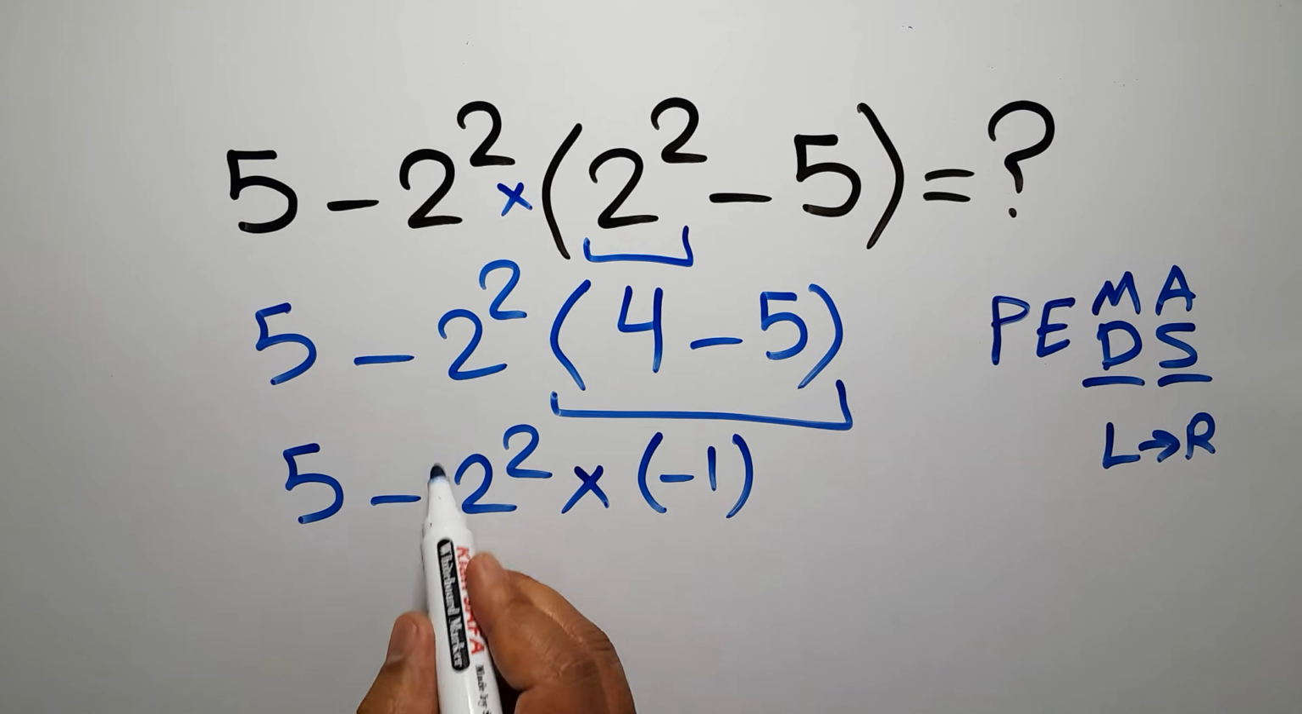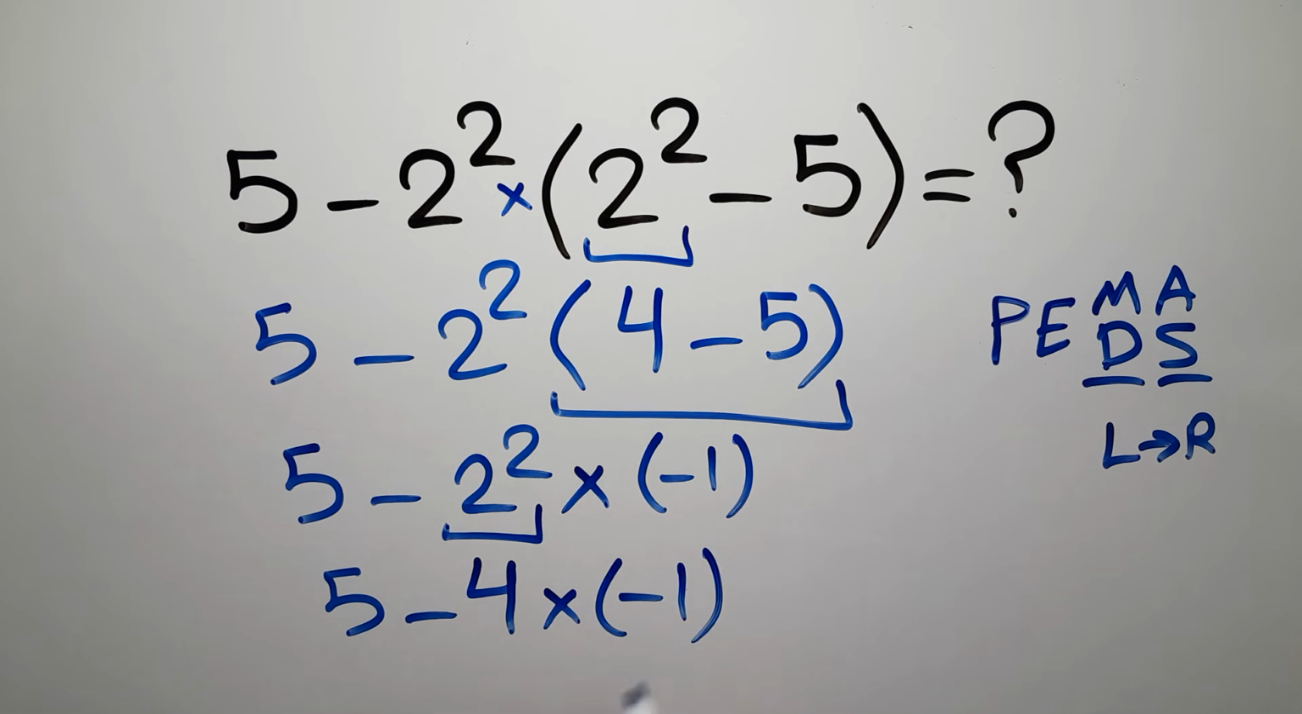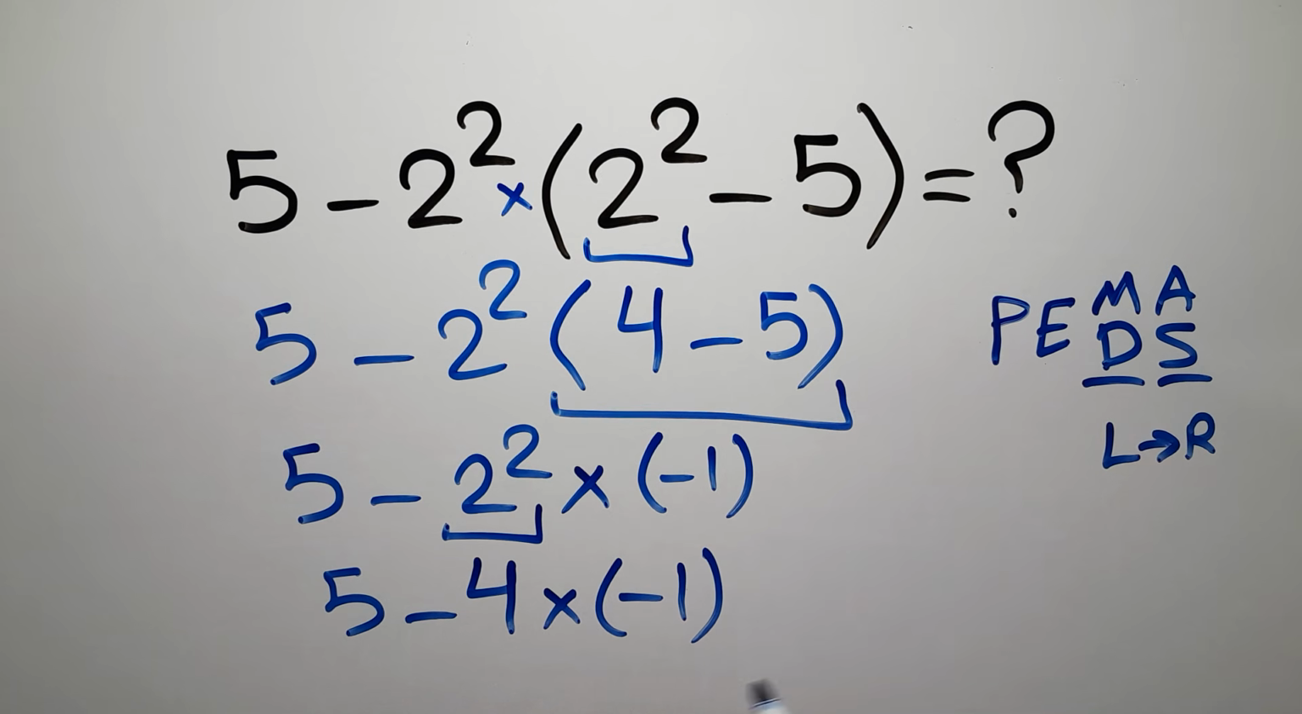Now we have to do this exponent. 2 squared gives us 4. So 5 minus 4 times negative 1. Now we have one subtraction and one multiplication. In PEMDAS, multiplication comes before subtraction. So in this step, we have to do this multiplication.